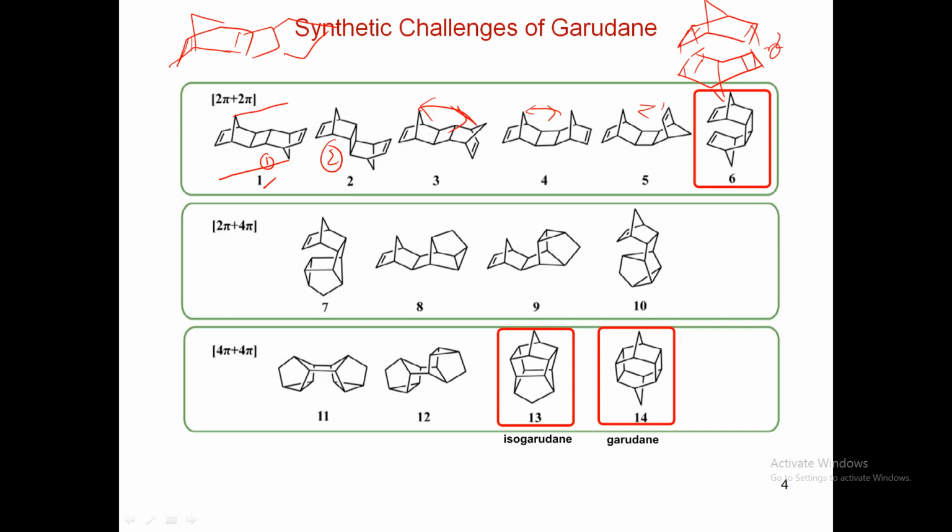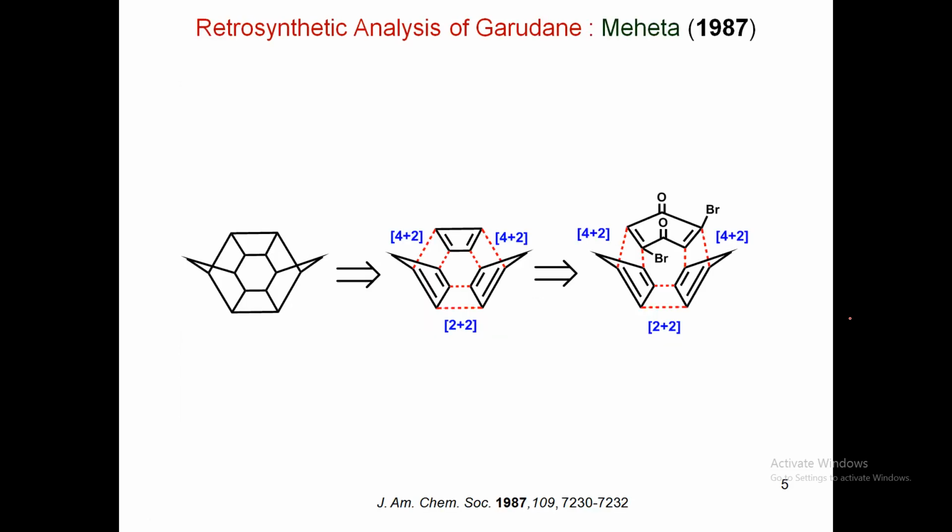So among all the structures, this gadurine is the most symmetric one. So that's why, you all remember, the point group would be D2h, right? And from this slide you can see how challenging it would be to make that.